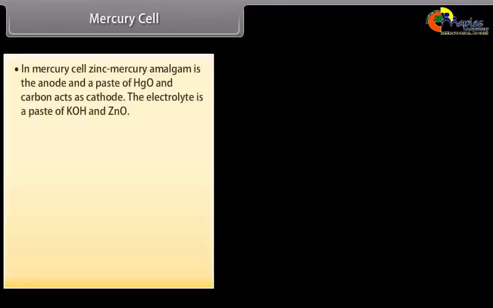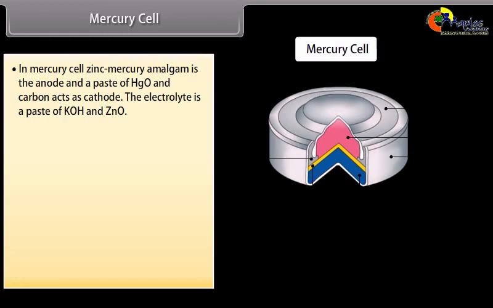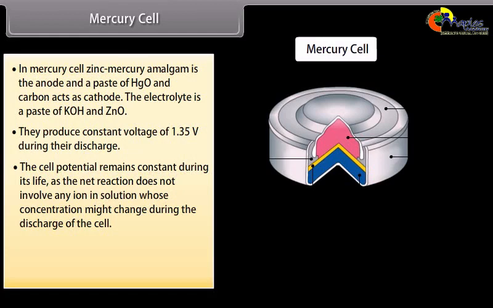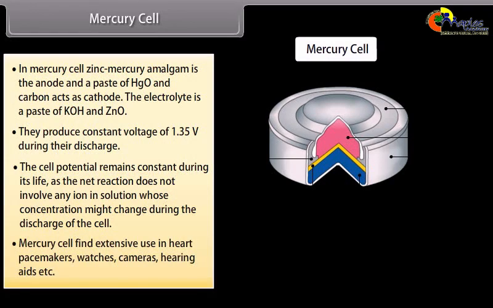Mercury cell. In the mercury cell, zinc-mercury amalgam is the anode and a paste of HgO and carbon acts as the cathode. The electrolyte is a paste of KOH and ZnO. They produce a constant voltage of 1.35 volt during their discharge. The cell potential remains constant during its life, as the net reaction does not involve any ion in solution whose concentration might change during the discharge of the cell. Mercury cell finds extensive use in heart pacemakers, watches, cameras, hearing aids, etc.